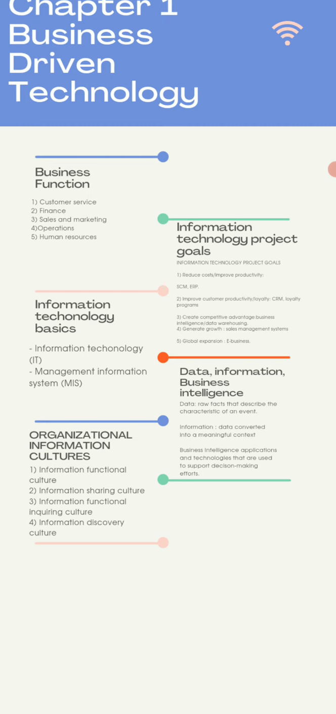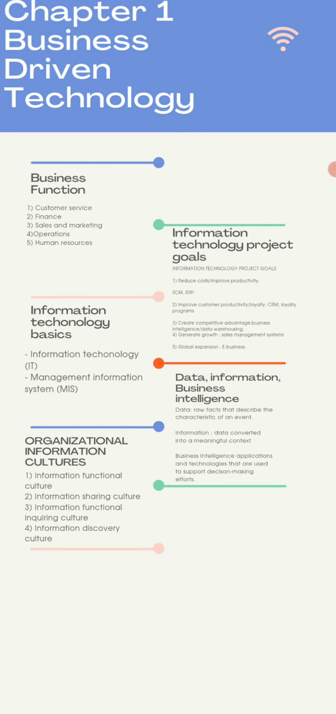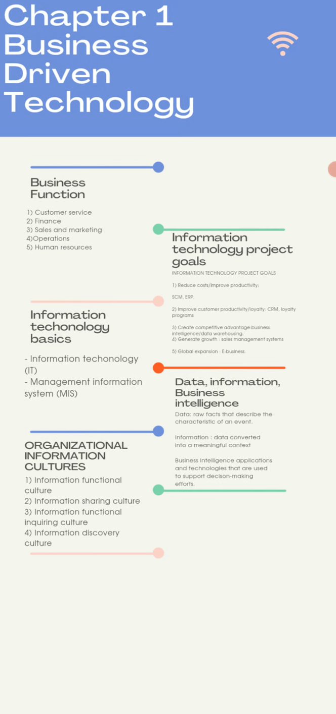Next is information technology project goals. First is reduce cost and improve productivity, which is SCM and ERP. The next one is improve customer productivity and loyalty, which is CRM loyalty programs. The third one is create competitive advantages, which is business intelligence or data warehousing. The fourth one is generate growth, sales management system. The fifth one is global expansion, which is e-business.